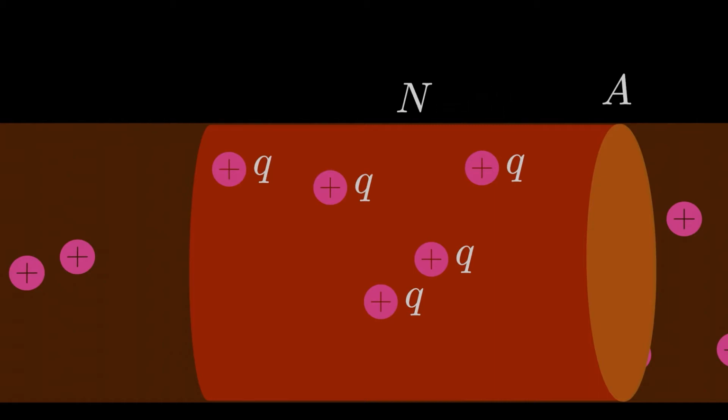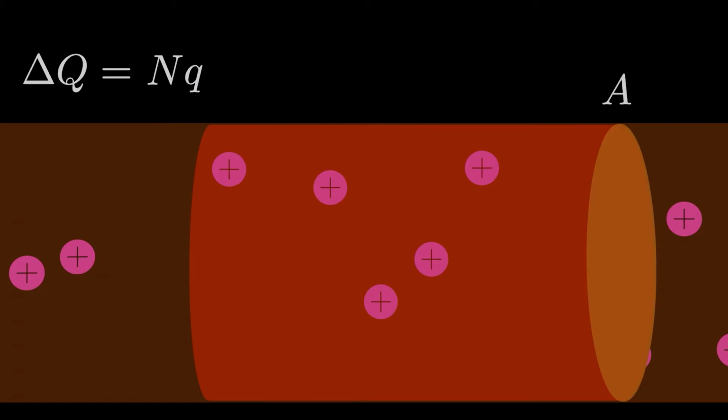Then the total charge in this region, we can call it delta capital Q. It's just capital N times little q. It's just the total number of charge carriers times the amount of charge that each carrier has, whether the carrier is an electron or an ion or whatever. But if we keep going with this, we're going to end up in a bit of a rut. You see, n is going to change depending on how big our region is, so we need a measurement that's independent of the amount of charge in the region.